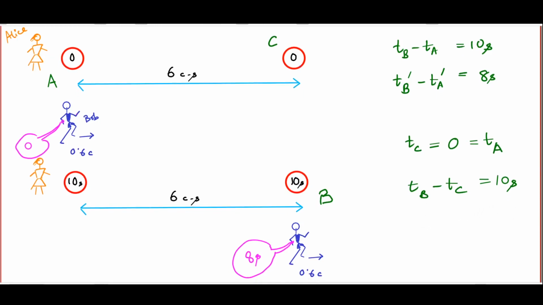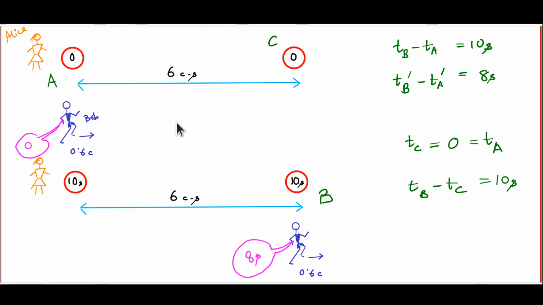But note that the time at which this third event has occurred is the same as the time at which the first event has occurred. TC is equal to TA, but that is true only for Alice. C and A are different events because although they happen at the same time, at least for Alice, they occur at different places, exactly 6 light seconds apart.